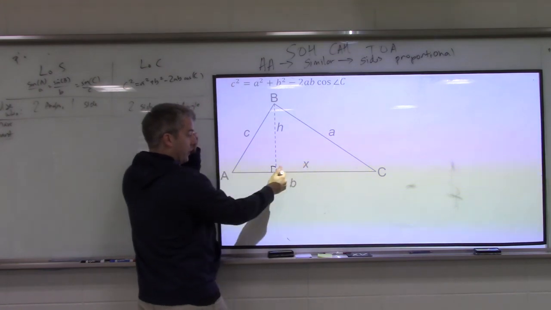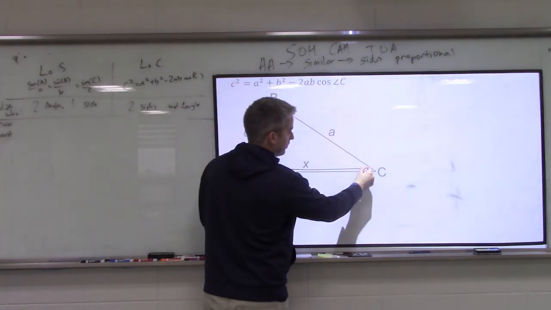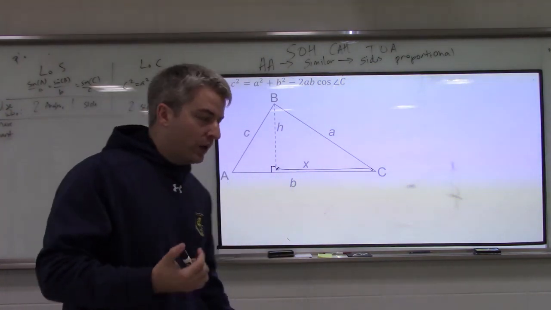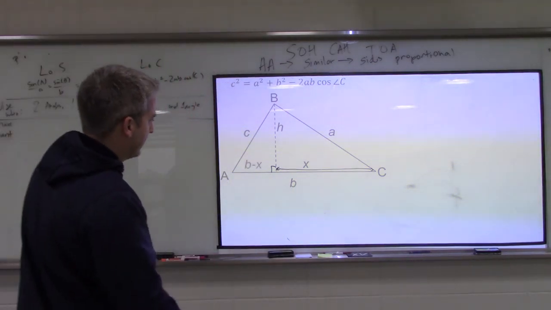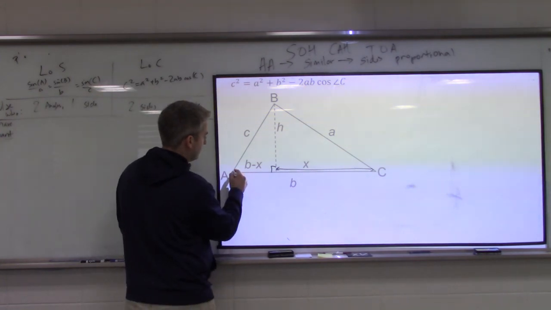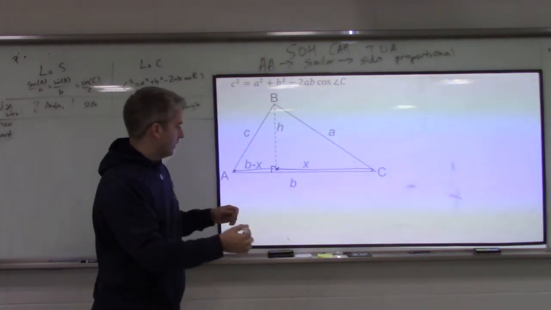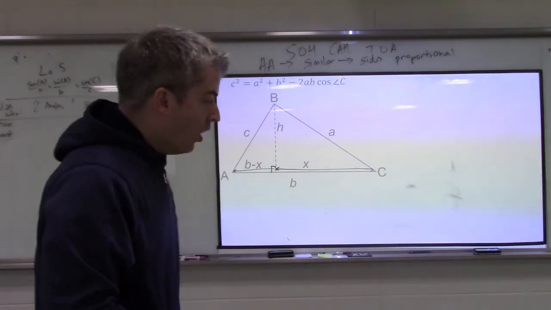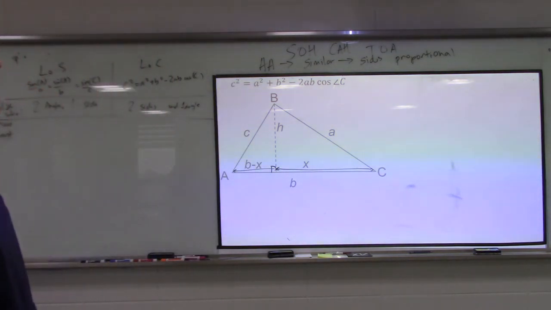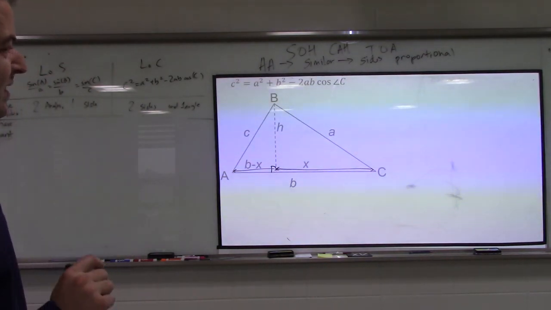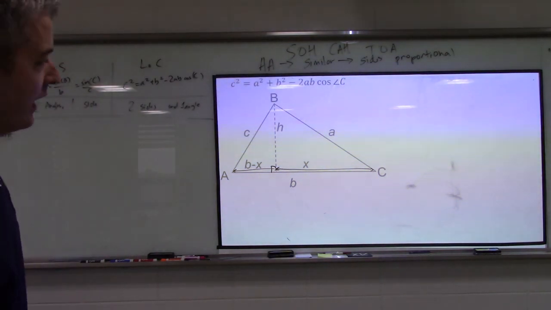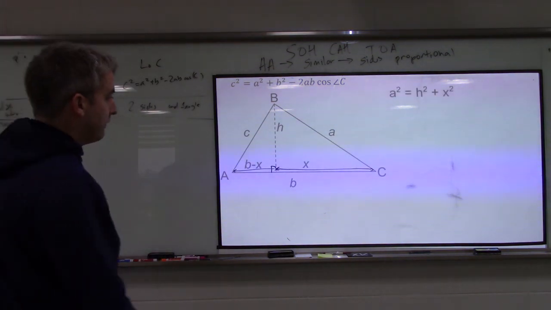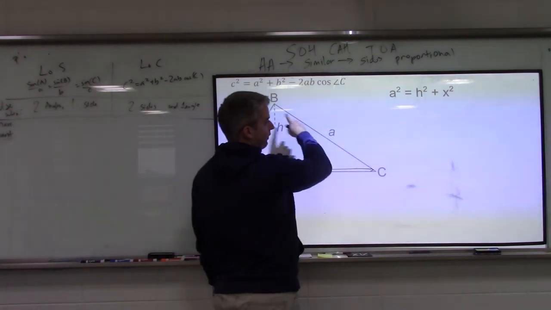And then we're going to add in a variable x. X is just the distance from the altitude to C. And since that's x, the other side should be b minus x, right? The whole thing's b, this is x, b minus x. Makes sense. Okay, so this theorem, the law of cosines, is called the Pythagorean theorem for non-right triangles. So let's apply some Pythagoras to this. We have two right triangles. We have one right triangle over here.